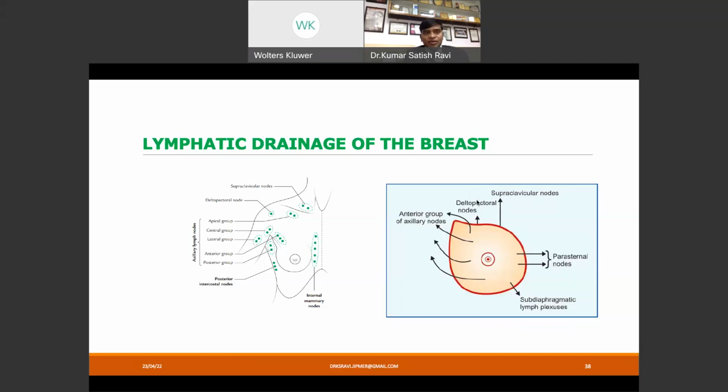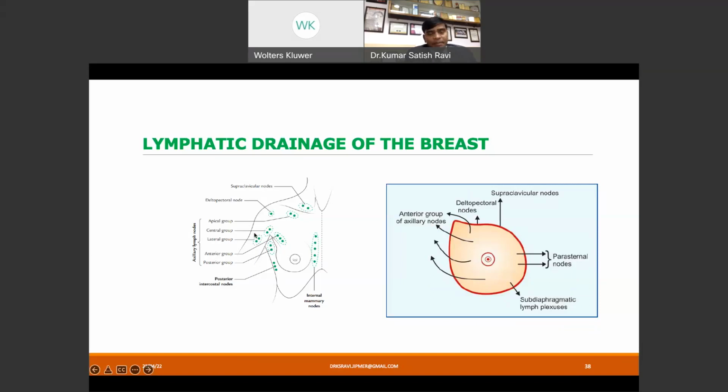Now, if you can see over here, this lateral quadrant, we have the anterior axillary lymph nodes. You can appreciate in this diagram the anterior group of lymph nodes. Over here, we have the posterior group of lymph nodes. In this diagram, this is the central group of lymph nodes. Over here, we have the lateral group of lymph nodes.